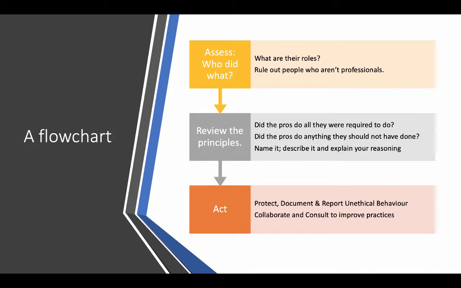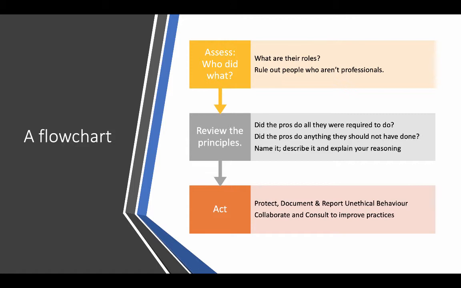Did the professionals involved do everything they were required to do? And did they do anything they should not have done? If we found examples of either of those things, we named the action or inaction, we described what it looked like, and we explained how it amounted to a violation of a principle. We gave our reasoning. After doing that, we acted depending on what we found out.